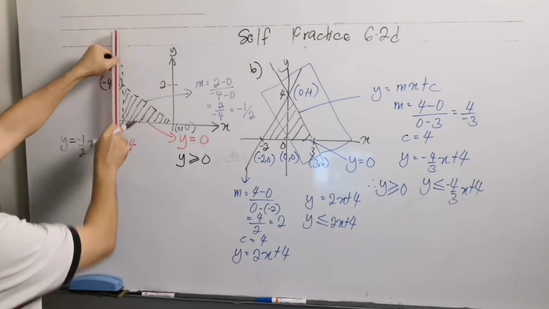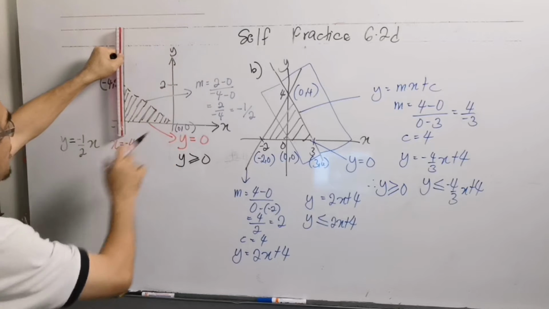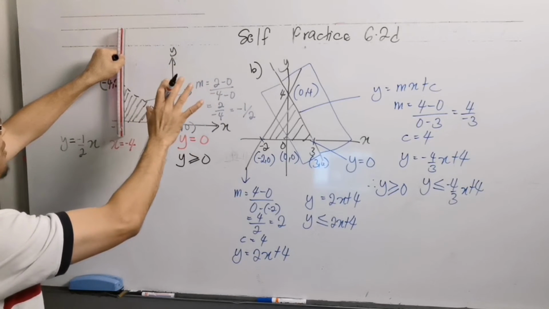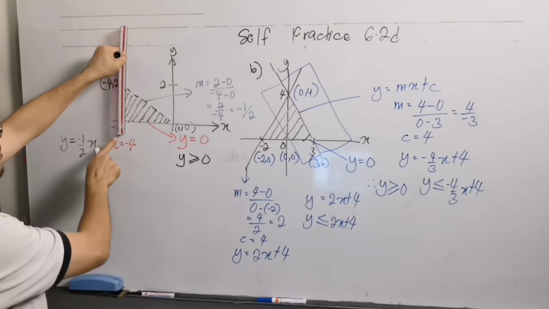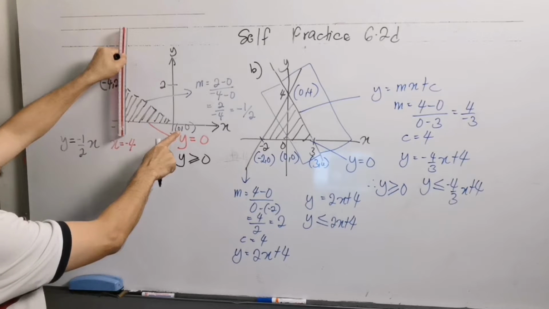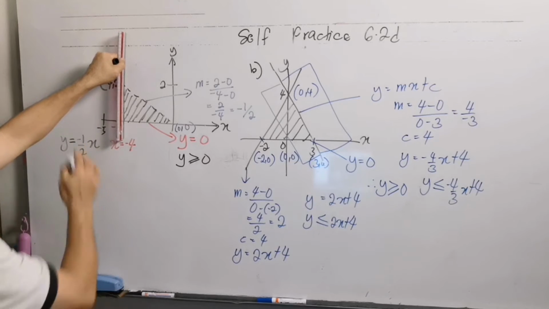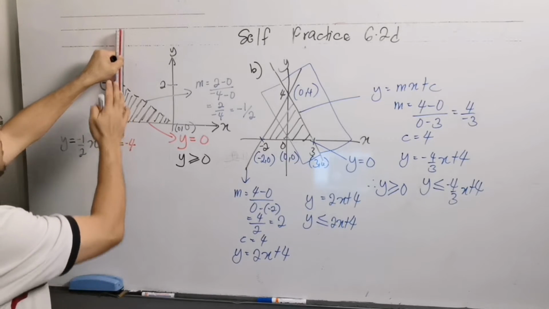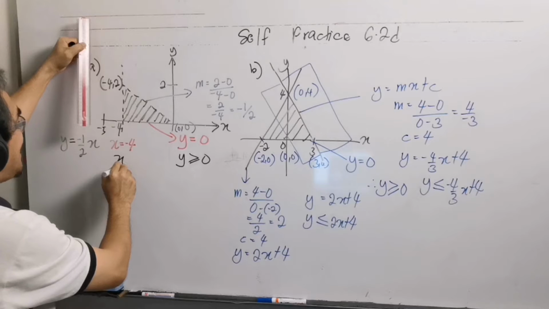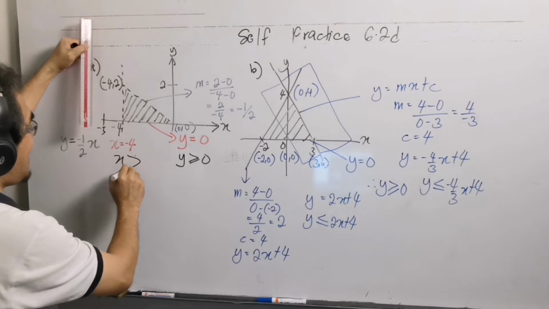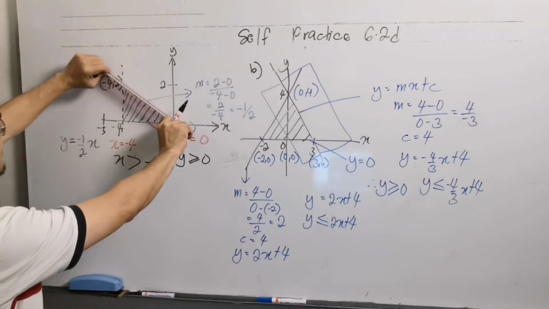For this one, which one is top, which one is lower? For the x, the right side is the larger value and the left side is the lower value. How do I know that? Because this is -4. 0 is larger than -4. And let's say we have a value here, -5. So -5 is lower than -4. So the shaded part is the larger value. So we say x is more than -4.